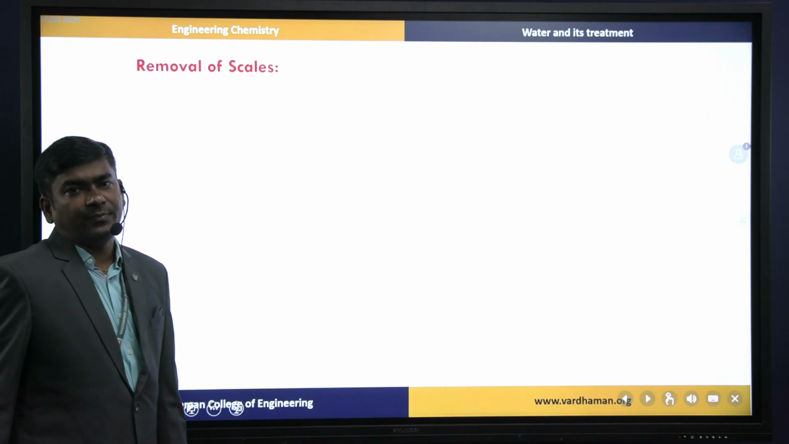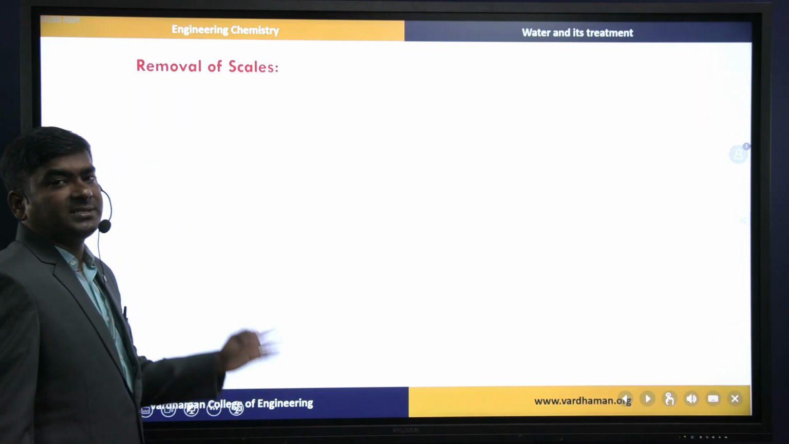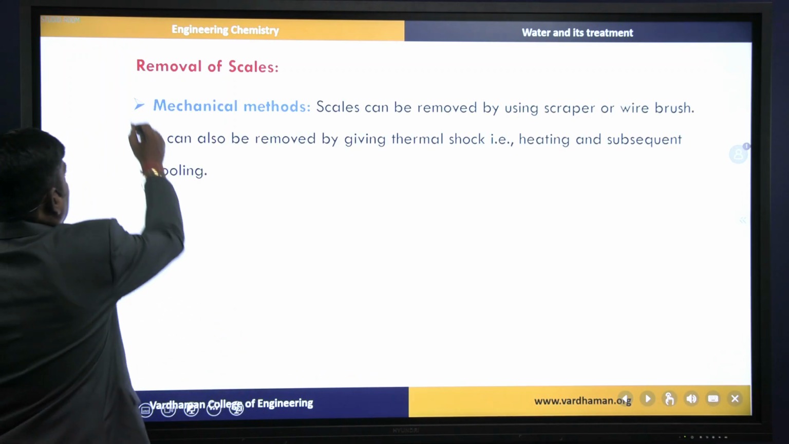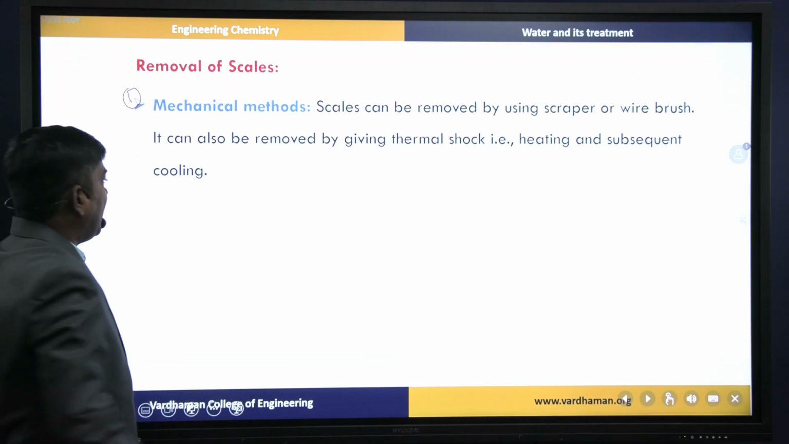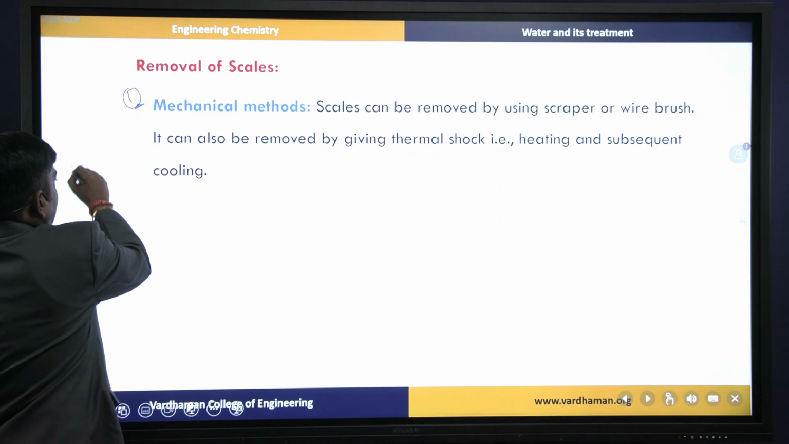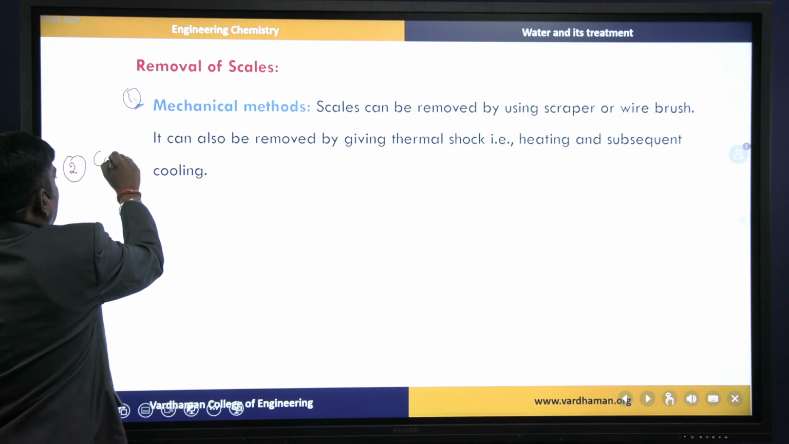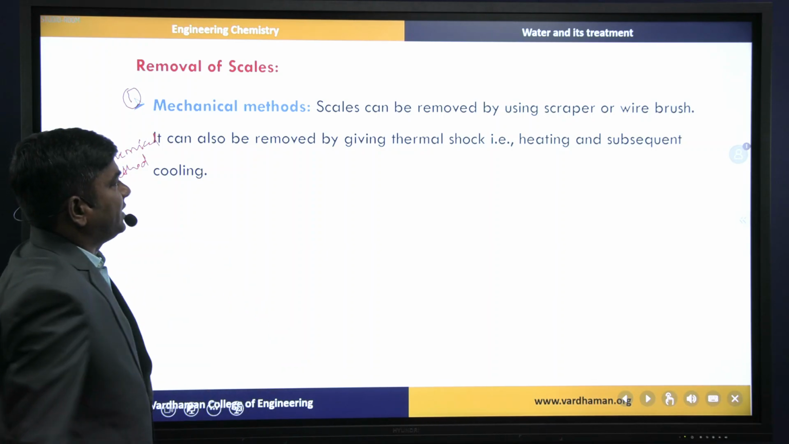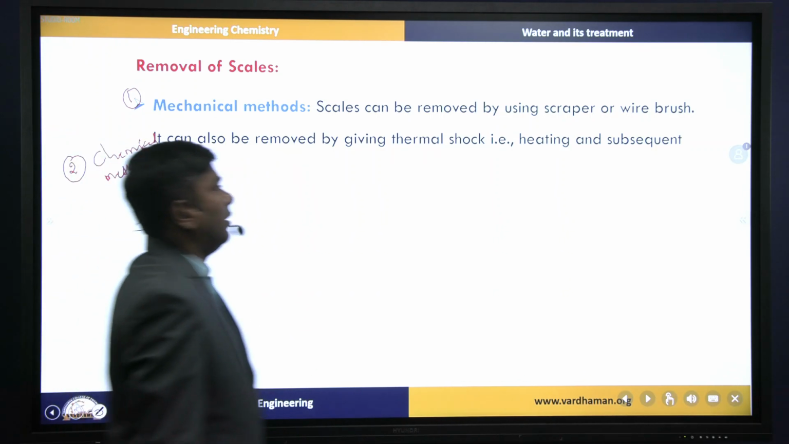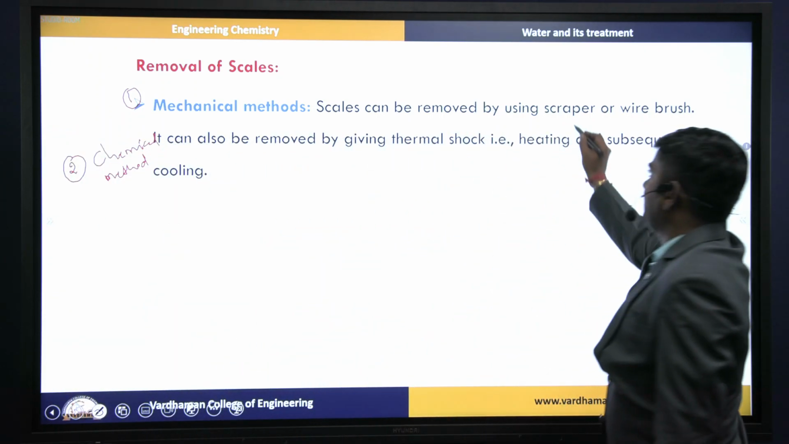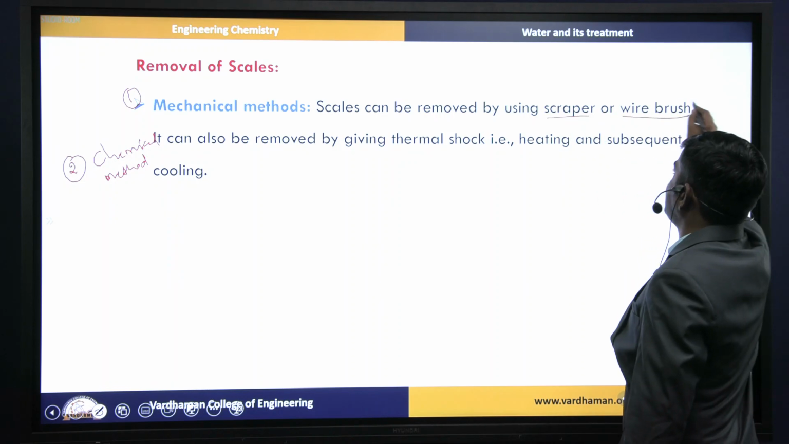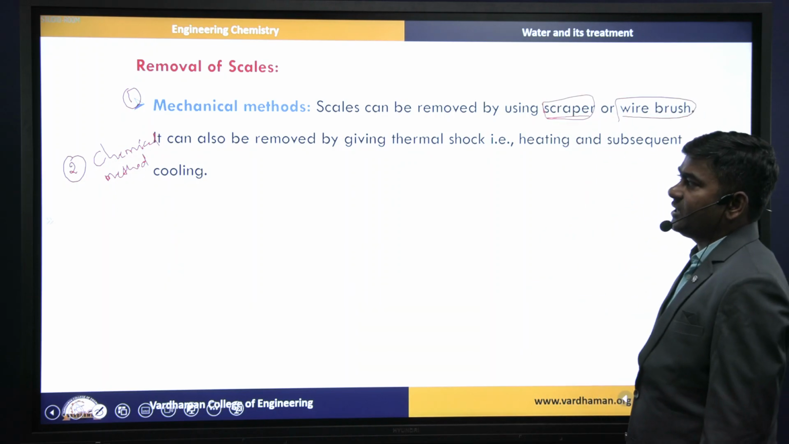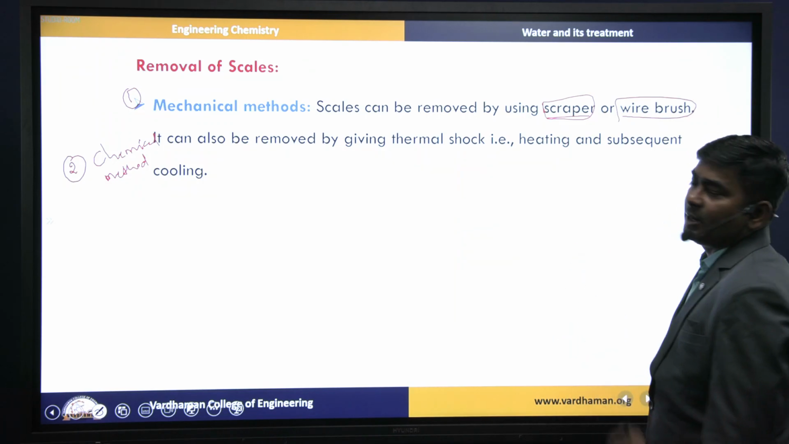Removal of scales. How to remove these scales? There are two methods. One is a mechanical method, another one is a chemical method. In the mechanical method, scales can be removed by using a scraper or a wire brush. With the help of a scraper or a wire brush, scales can be removed.